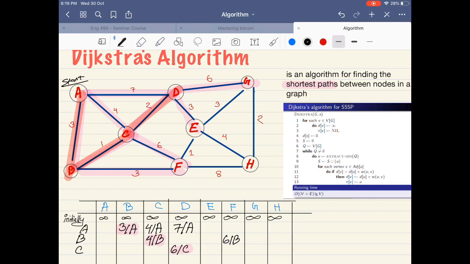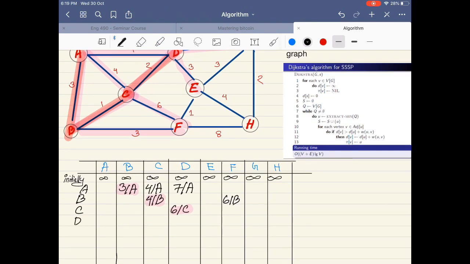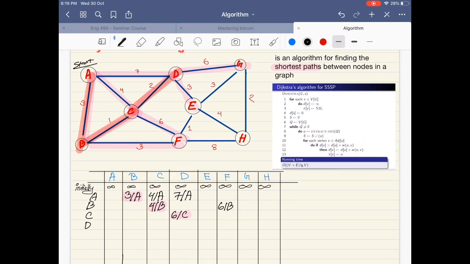So let's write their cost down. So it would be 6 plus 6, that would be 12. So we have 12D, and to reach E, that would be 6 plus 3, 9. So 9E.